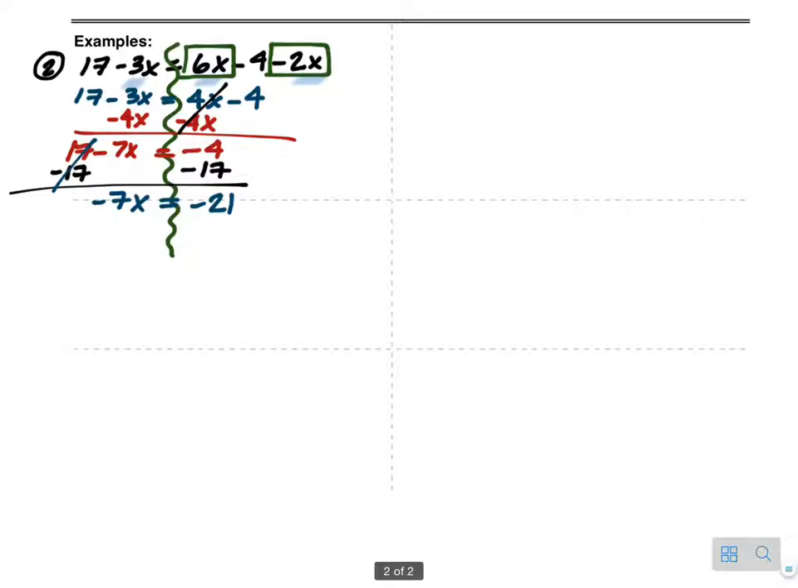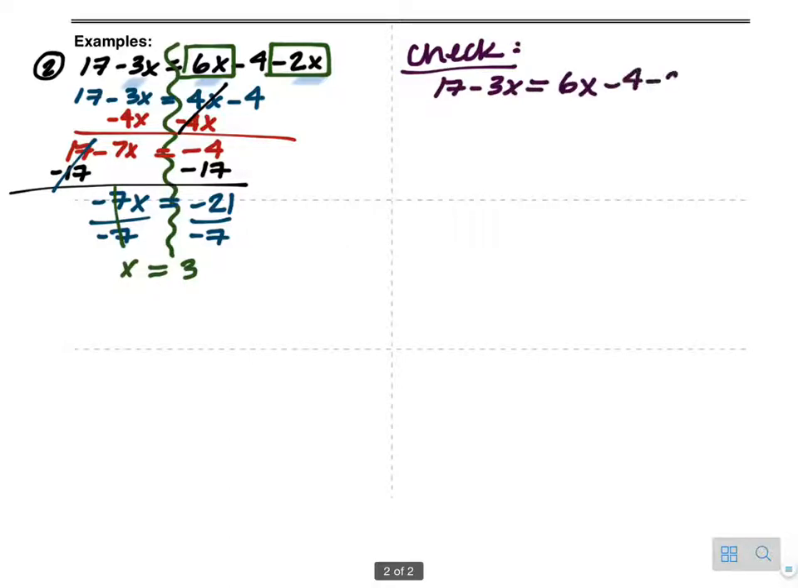Now from here, I can divide both sides by negative 7. Don't drop your negatives, please. And I get a positive x is equal to a positive 3. We're going to check this answer, so we're going to rewrite the original equation: 17 minus 3x equal to 6x minus 4 minus 2x.